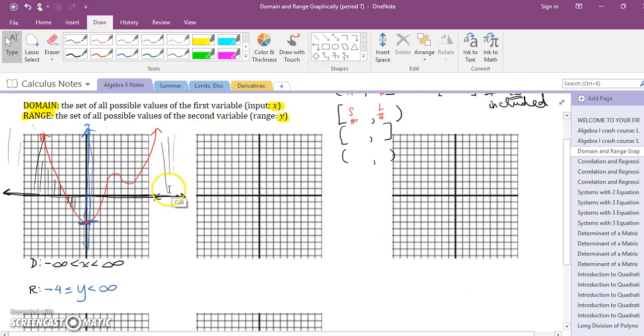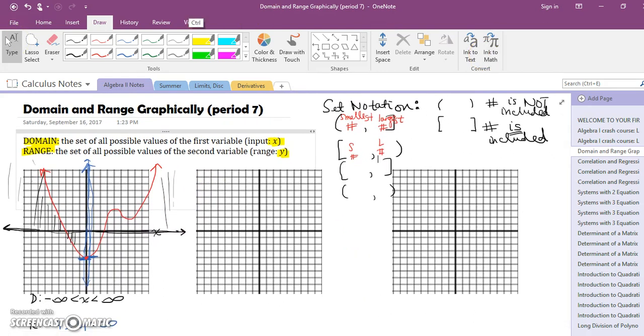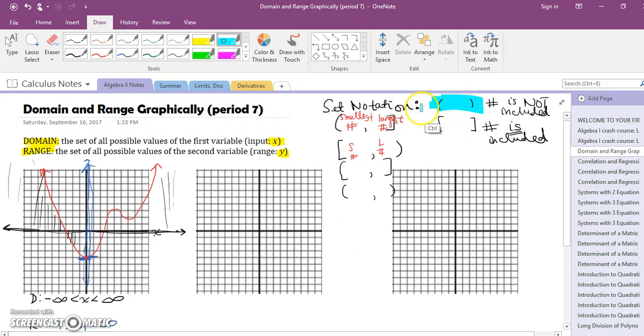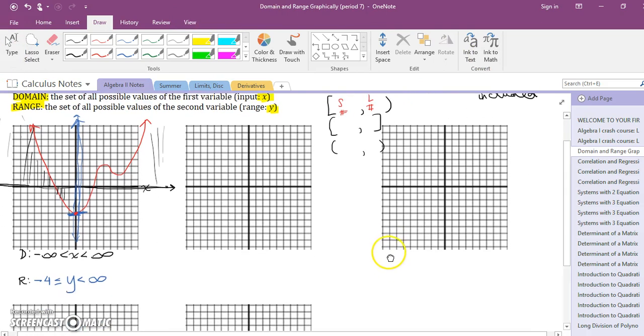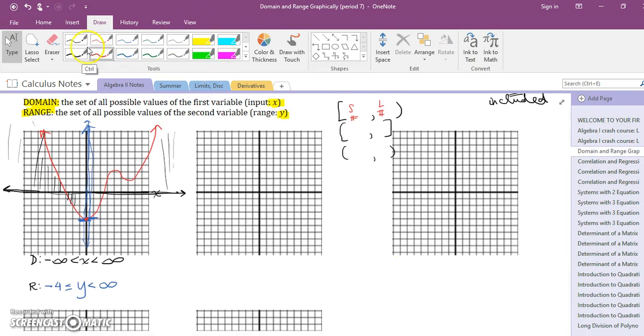Now, here's the thing with infinity. You can never include infinity, so you're always going to use parentheses for it, because it's an idea, it's not an actual number. So for the domain, I would open up a set of parentheses because I can't include -infinity. That's the smallest it can be. I'm going to put a comma, and the largest it can be is infinity, and I'm going to put parentheses again.